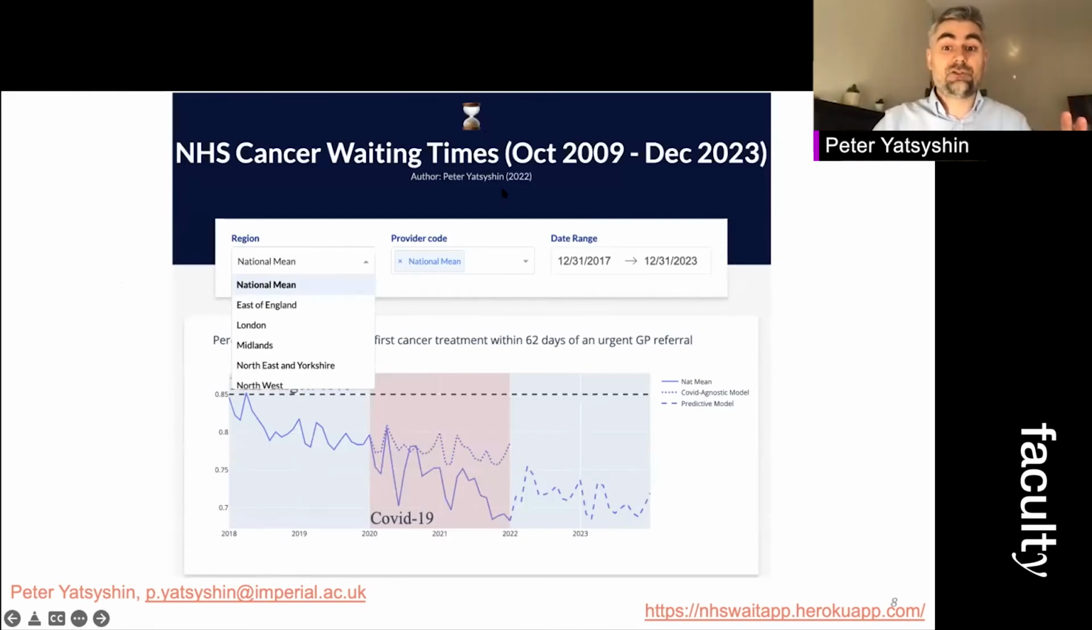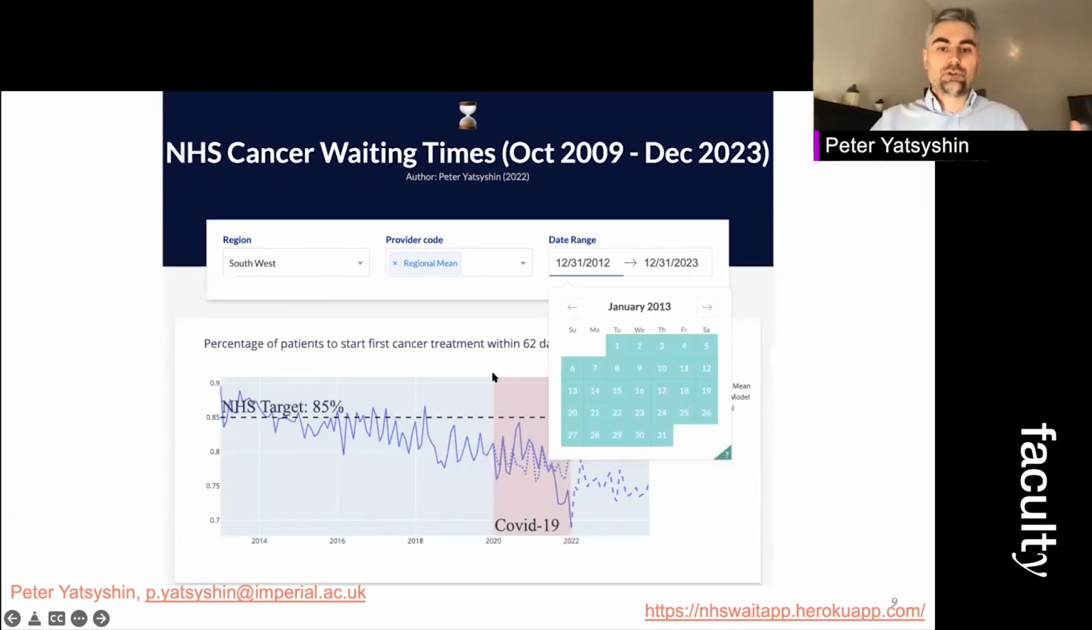It's publicly available. Let me walk you through it a little bit. It will have some NHS jargon on it, okay? First of all, one needs to select a region of the UK, which starts with a national mean, then a provider, which means a hospital, and the date range. What it plots is the efficiency of the NHS, with a solid line for the data, a dotted line for the COVID-agnostic model prediction, and a dashed line for future projections. So we see here on a national level, this is the national efficiency of the NHS. We see that the model correctly captures the local topology of the curve. It has a dip where the data has a dip, but it's significantly above. So this is where we would have been if there had been no COVID.